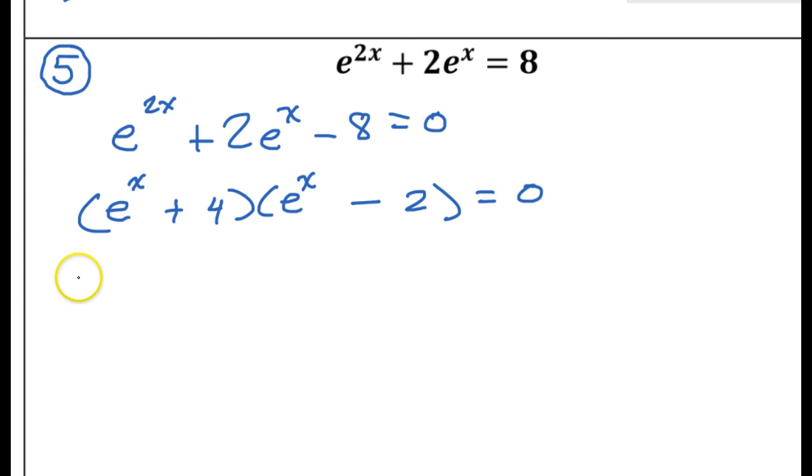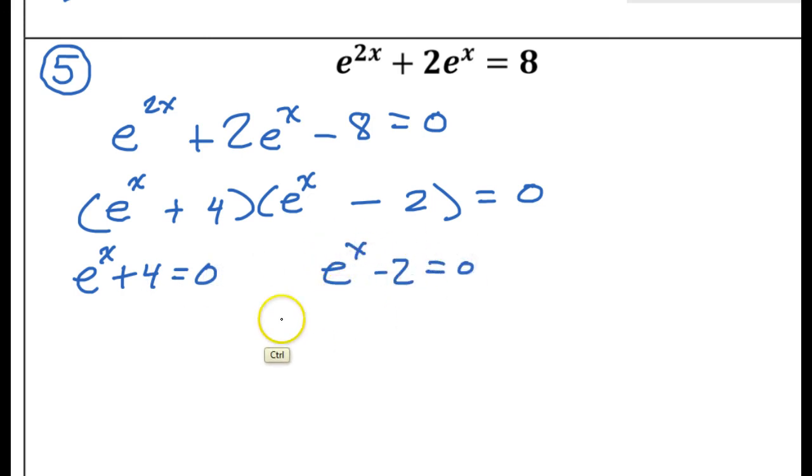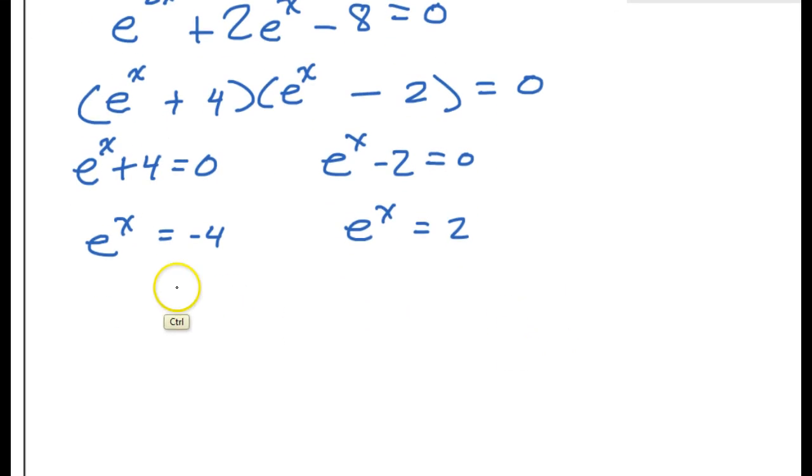We will set each of these factors equal to 0 and solve. So e to the x plus 4 is equal to 0, and e to the x minus 2 is equal to 0. Subtracting 4 from both sides, we get e to the x power is equal to negative 4. And adding 2 to both sides, we get e to the x power is equal to 2. Really, right now, you should be able to tell that one of these has no solution.